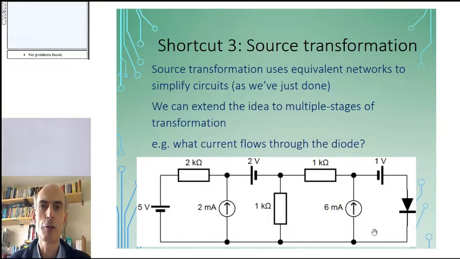The technique of source transformation is a step-by-step technique which, at each stage, does something very simple. It's just that there are quite a large number of stages. Before we start, I need to do a quick revision of some aspects of equivalent networks.